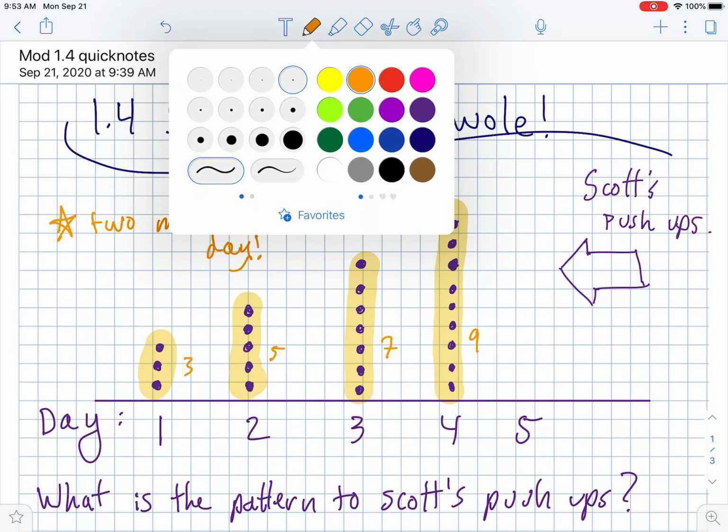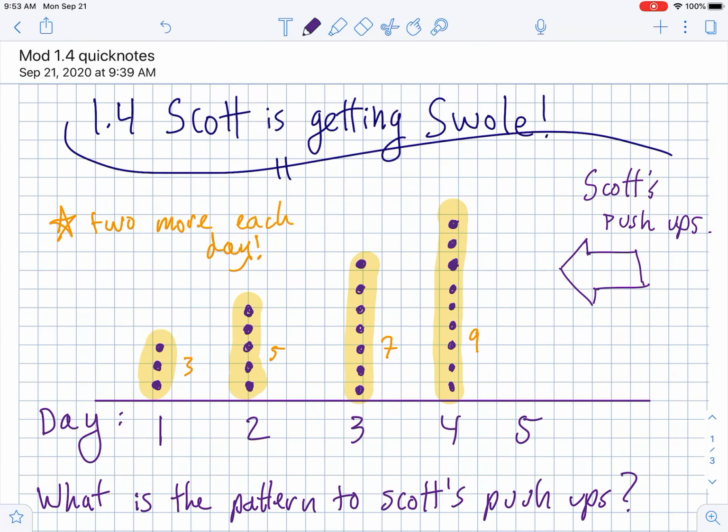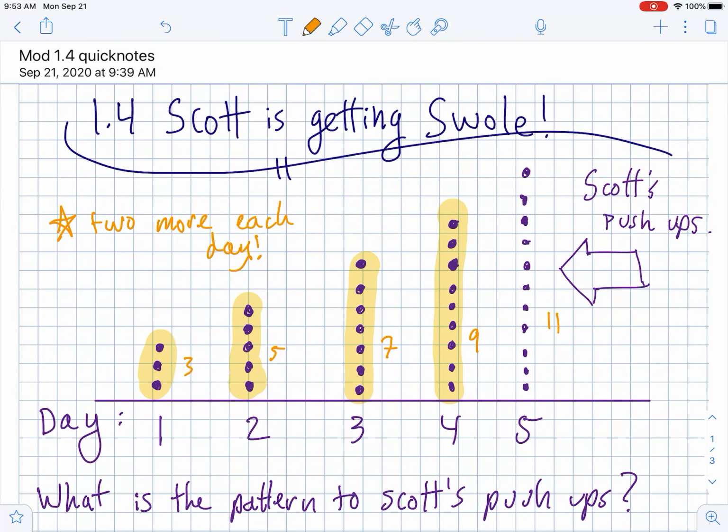So, I believe part of this mod is they ask you to predict how many push-ups he would do on day 5. Well, if he does 2 more each day, he's going to do 1, 2, 3, 4, 5, 6, 7, 8, 9, and then 2 more, making it a grand total of 11 push-ups on day 5.